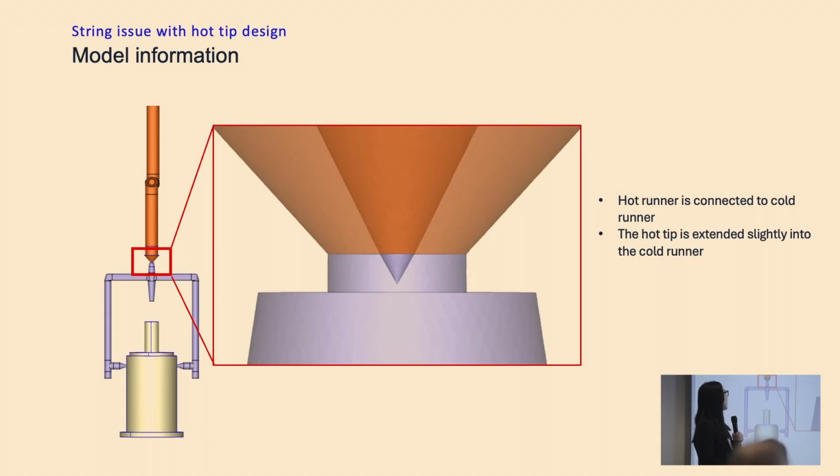So this is a hot runner connected to a cold runner model, and you can see that the hot runner tip is extended slightly into the cold runner. So this is probably very typical, so everything seems to be fine.